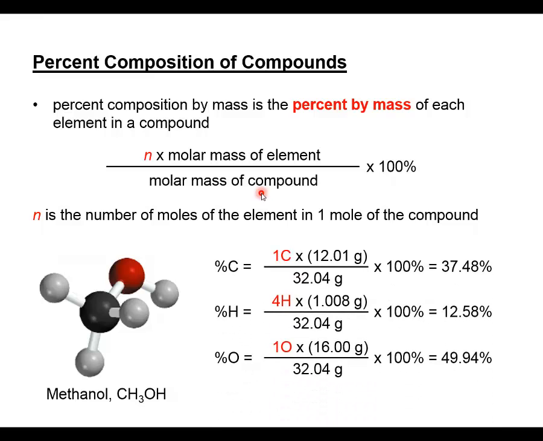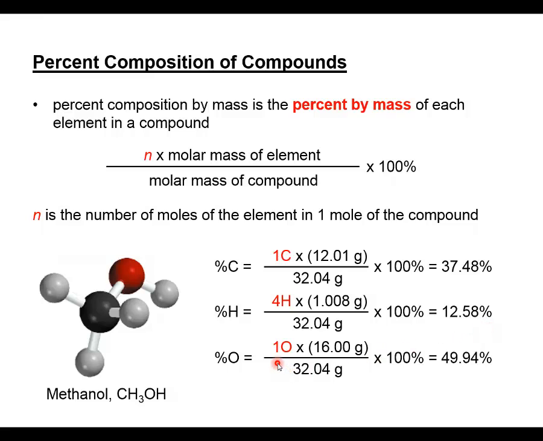So for methanol, let's look at this calculation. We have 1 carbon atom in the formula times the molar mass of carbon from the periodic table divided by the molar mass of methanol. The overall molar mass is 32.04, right? Because that's from the 1 carbon, 4 hydrogens, and 1 oxygen. Multiply by 100, that gives me 37.48% by mass carbon. There's 4 hydrogens, so I take 4 times the molar mass of hydrogen from the periodic table divided by the molar mass of the entire compound formula times 100. That gives me 12.58% by mass hydrogen.